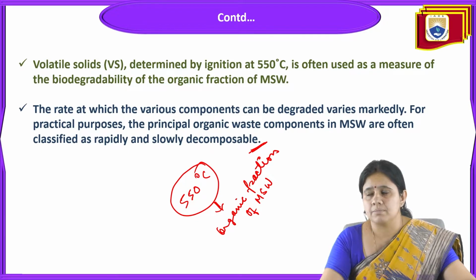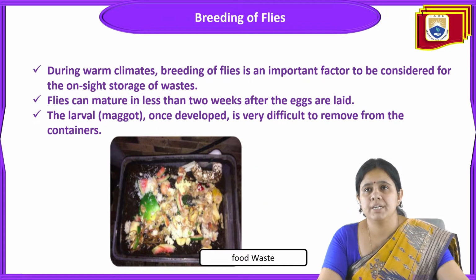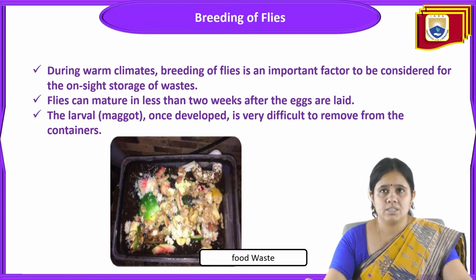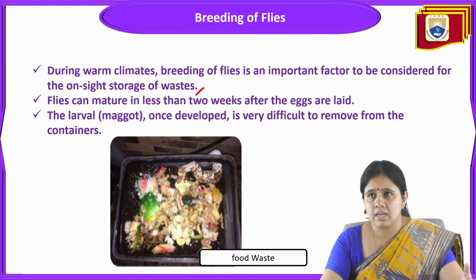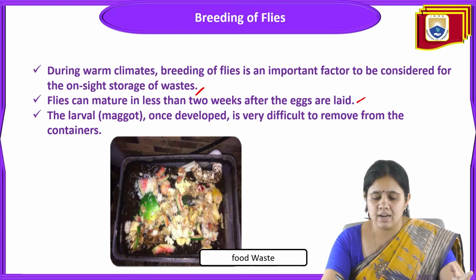Now we come to the breeding of flies. When will it happen? During warm climates, breeding of flies is an important factor to be considered for the on-site storage of waste. Breeding of flies is again related to the biodegradable fraction, and this biodegradable fraction will lead to the breeding of flies, and flies can mature in less than 2 weeks after the eggs are laid.